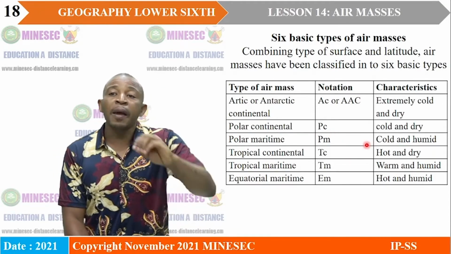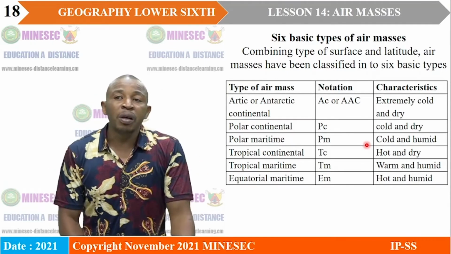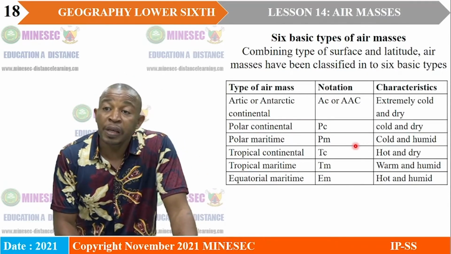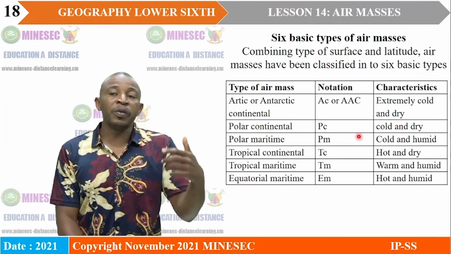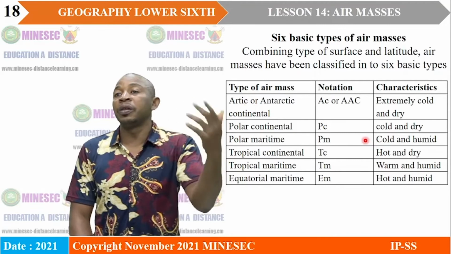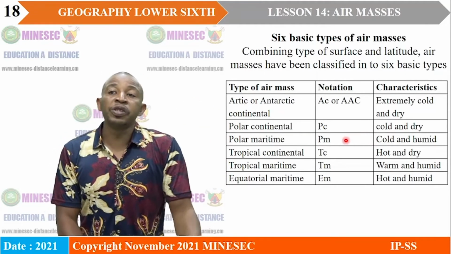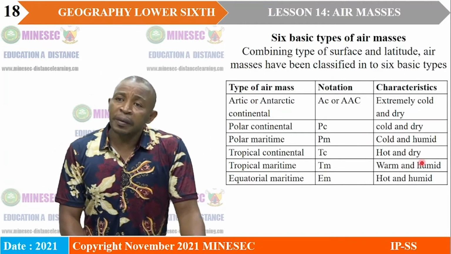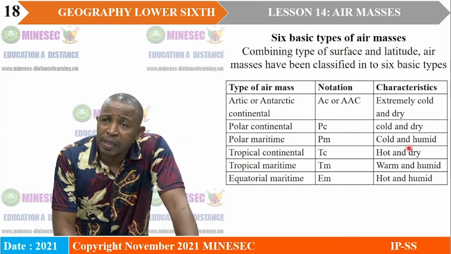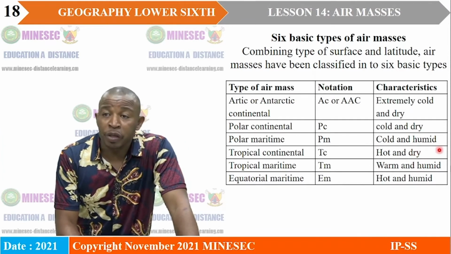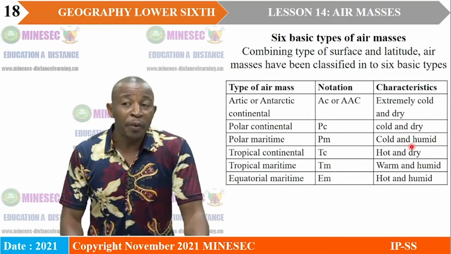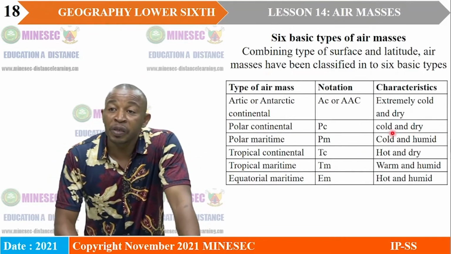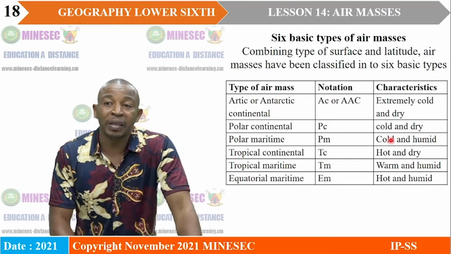We also said that in some write-ups or in some books, you see small m, capital P, MP, instead of PM. We said that is the old classification or the old annotation, but which is still in use today. So what are the characteristics? Cold and humid, meaning that they contain some water vapor. That's why they are described as humid, but cold at the same time.